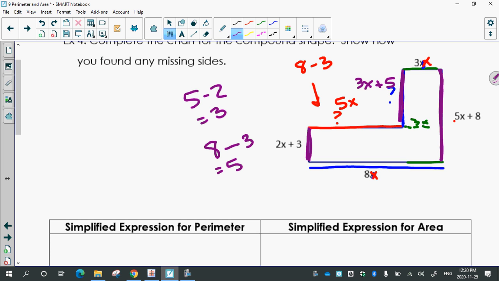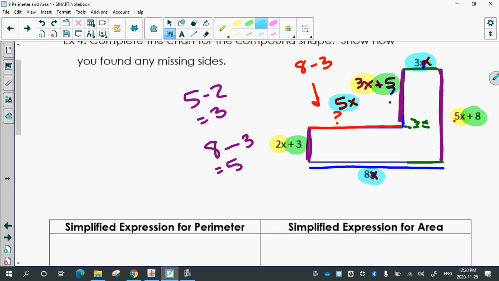Okay? Now my count-around people will like this because they can look at the 3x here and the 2x here and see if that adds up to 5x. And they can look at the positive 5 here and the positive 3 here and see if that adds up to 8. So these two vertical sides should add up to the big entire vertical side, and these two horizontal sides should add up to the big long horizontal side. Okay, so that's always a good way to check.